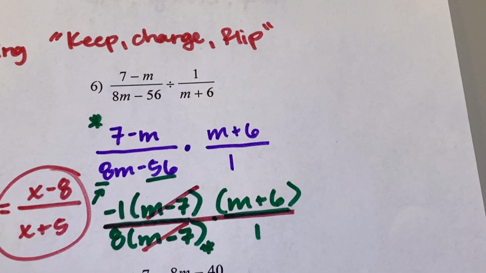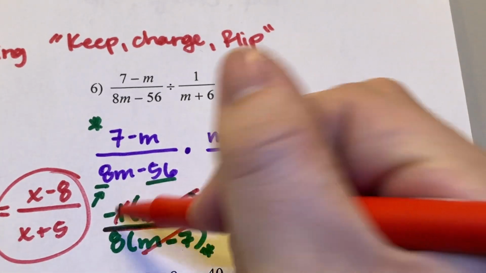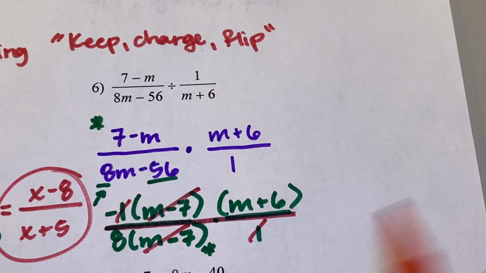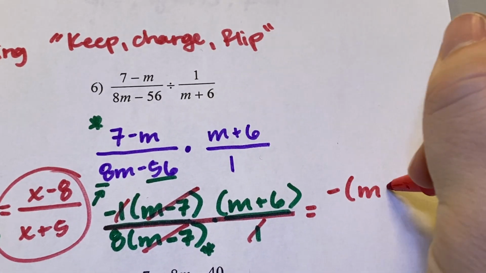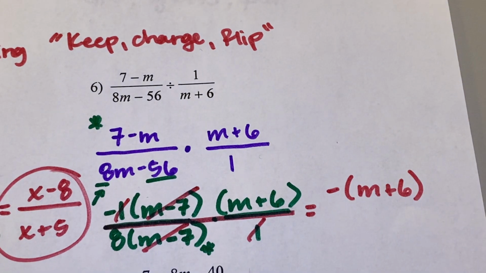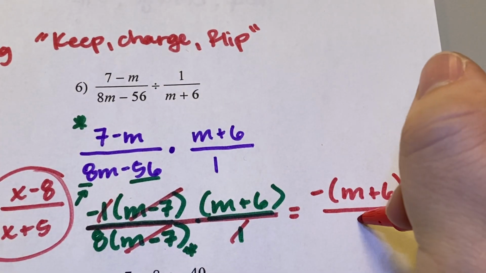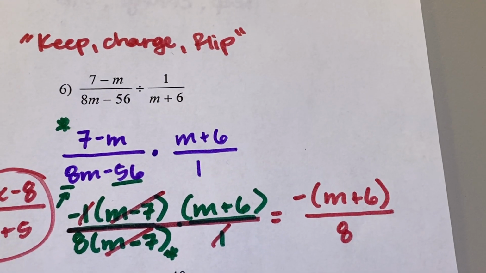Anything else can cancel? Well, kinda, yeah. The 1 and negative 1? The negative stays there, right? But the 1s can cancel, so that means I'm left with negative m plus 6 on top. On the bottom, the only thing I'm left with is 8. That's perfectly fine.